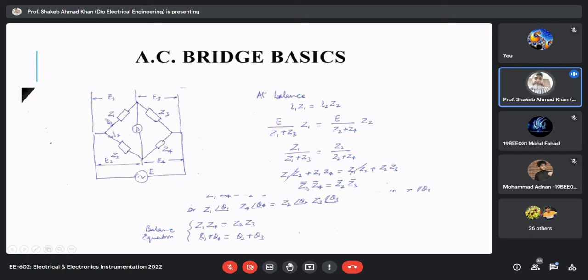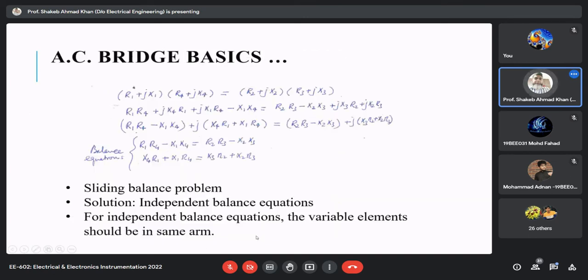So if we are representing Z1, Z2, Z3, Z4 in polar form, so you see that it is in polar form. So the balance equation will be that the amplitude as well as the angle should satisfy these, of the impedances you are using. Only then your bridge will be balanced. Means your amplitude balance equation and your phase angle balance equation, both of them should be satisfied simultaneously.